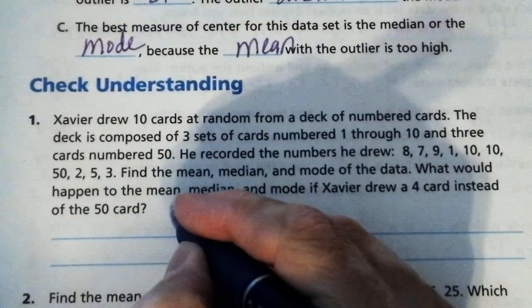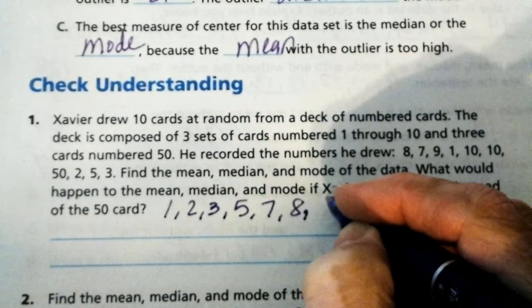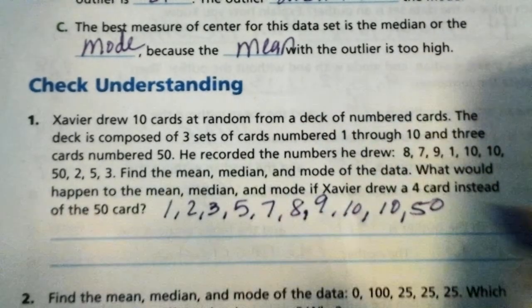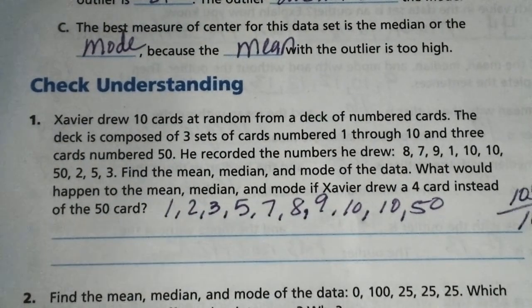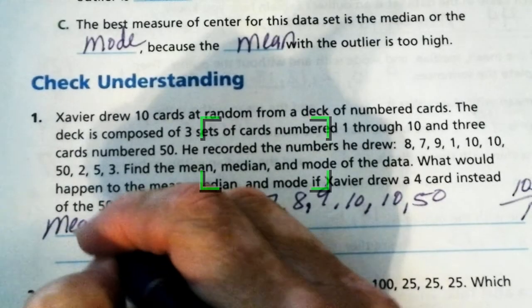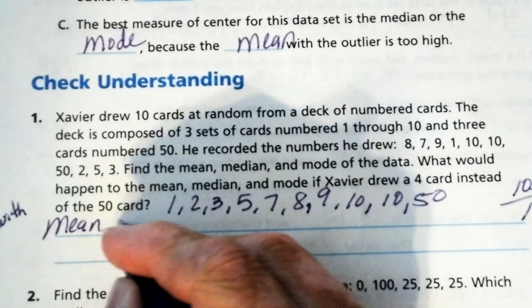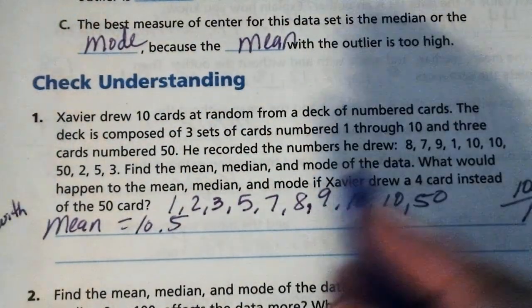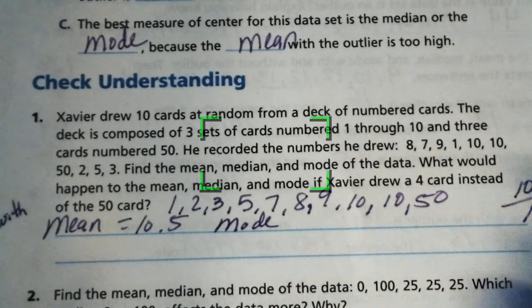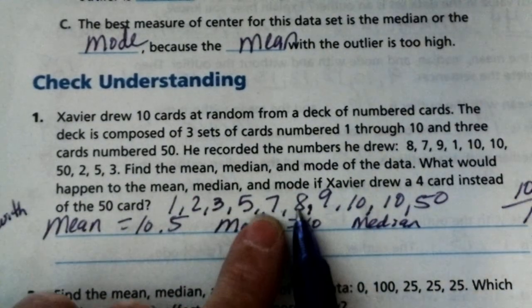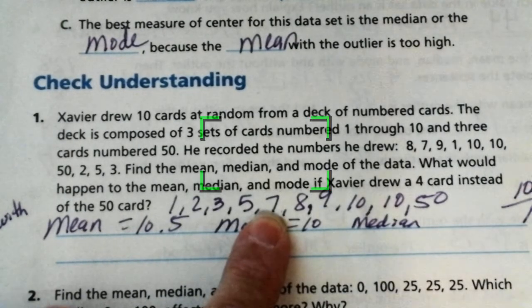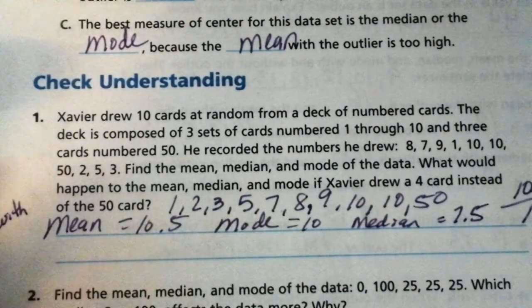So if we put them in order, we would have 1, 2, 3, 5, 7, 8, 9, 10, 10, and 50. So that would be my order. So with it would be 105 divided by 10. So we know that it's a power of 10, right? So the mean would be 10.5. Okay. The mode would be 10. And the median, so 1, 2, 3, 4. So 1, 2, 3, 4. So it looks like 7 and 8. So that would be 7.5 would be the median.